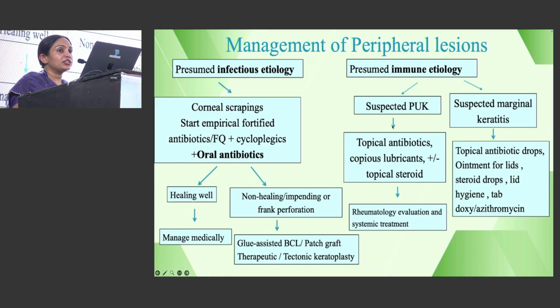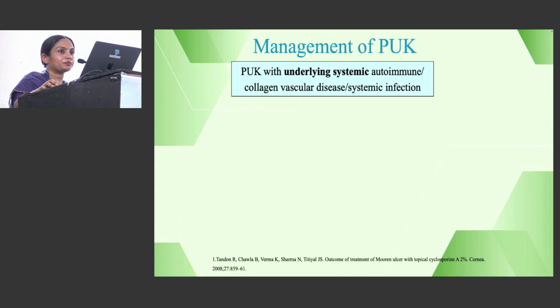So how to manage? If you feel that it's purely an immune etiology and there is associated blepharitis, think in terms of marginal keratitis. If there is no blepharitis, suspect PUK. Start the treatment, and simultaneously send for a rheumatology evaluation. If you feel that it's infectious, send for scraping. If it is healing well, manage medically with antibiotics. If non-healing, with impending perforation, also think in terms of PUK and manage the perforation with surgical methods, which will be explained later.